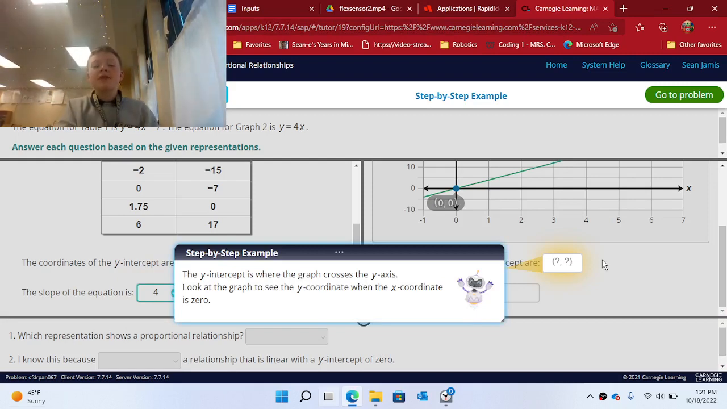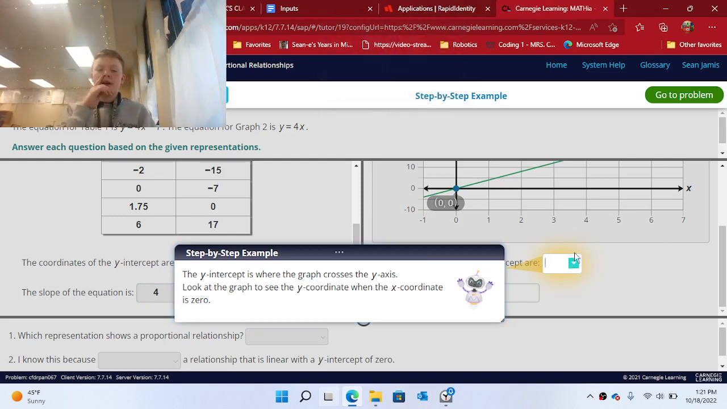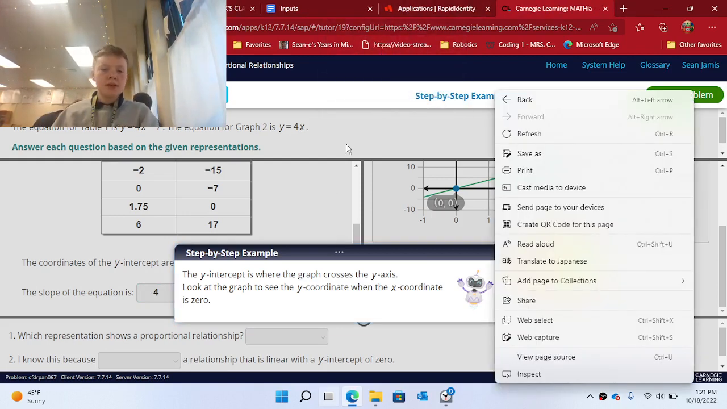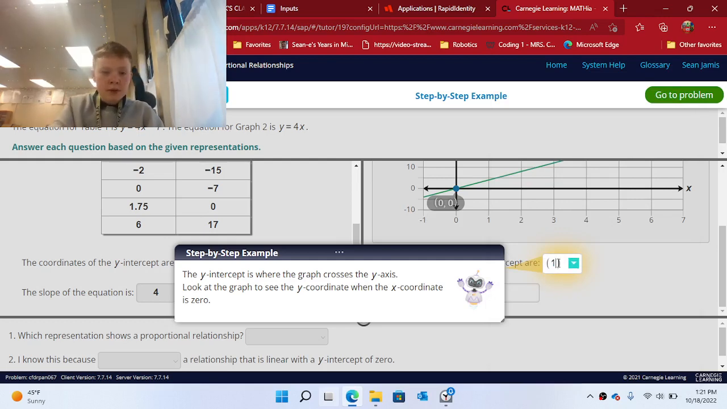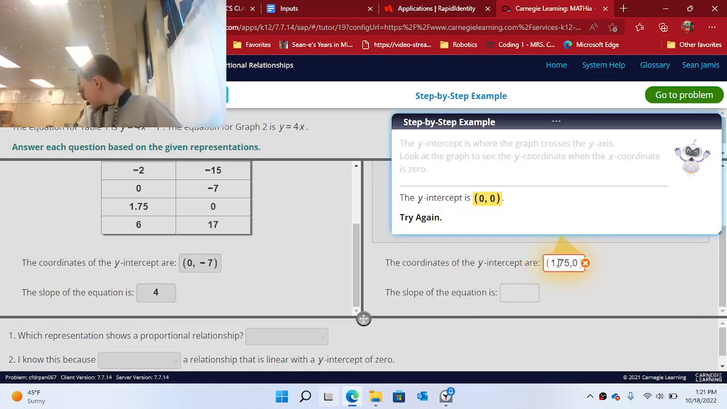The y-intercept is where the graph crosses the y-axis. Look at the graph to see the y-coordinate when the x-coordinate is 0. So we do 1.75, comma 0. Well, actually, it's apparently 0, 0. That's me, apparently. That's why.